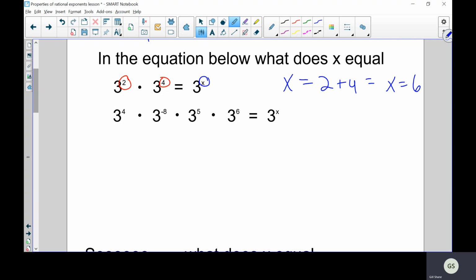So we take the exponents on the problem side and use them to get the exponent on the answer side. Same thing in the next problem. Take all these, add them all up. Since it's a multiplication problem, x equals 4 plus -8 plus 5 plus 6. X equals what? -4 plus 11. X equals 7. And I'm going through that fast because you already saw it last week.